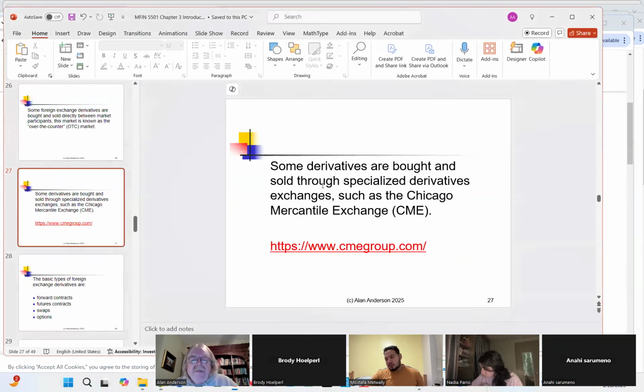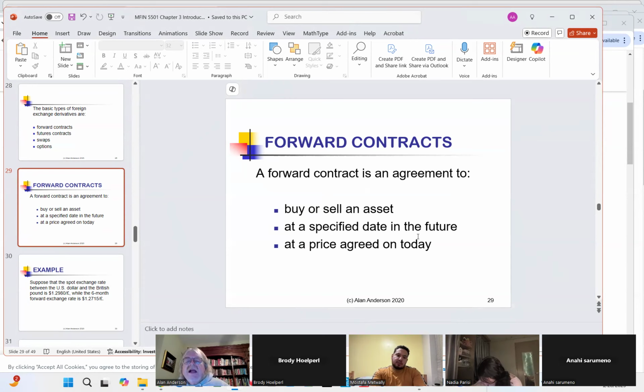So the four basic types are called forward contracts, futures contracts, swaps, and options. A forward contract, as the name suggests, is a contract to buy or sell an asset at some point in the future. But the key to the whole thing is that it's at a price agreed on today. So in other words, we're locking in the price at which we can buy or sell a currency in the future. I'll show a quick example of this.